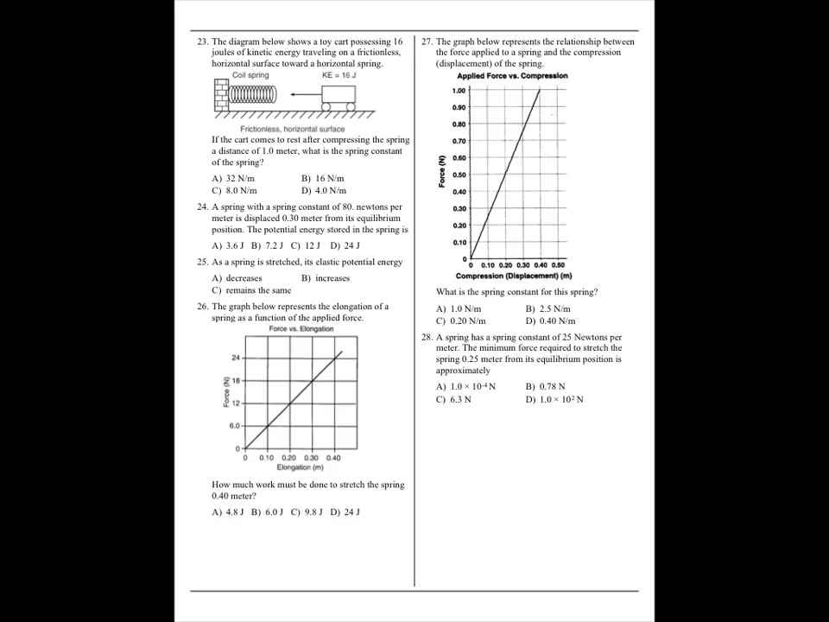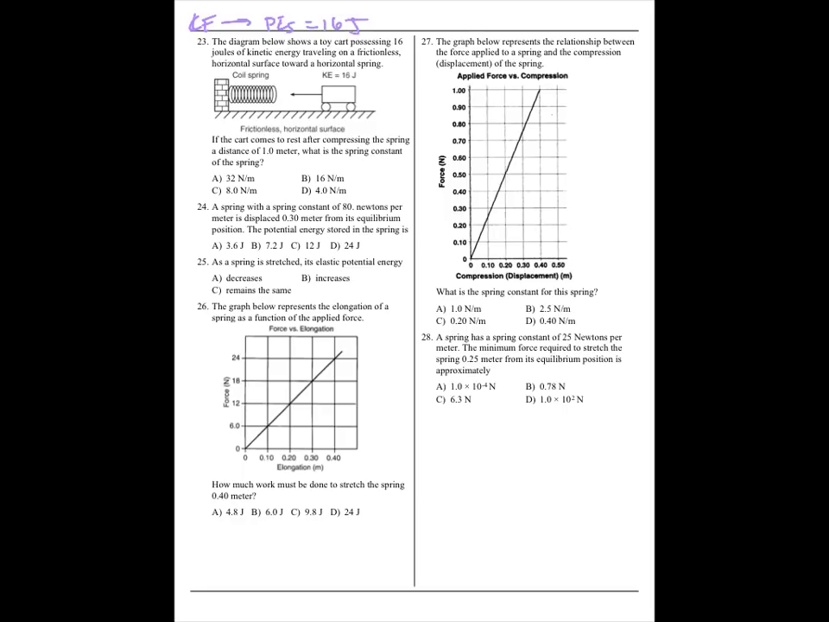Whew, that was a lot of questions. All right, number 23, conservation energy time. So here we have an object, a cart moving with kinetic energy, and it bumps into a spring. So all of that kinetic energy now becomes spring potential energy compressing the spring. Okay, so kinetic energy becomes spring potential energy, which is now equal to 16 joules as well.